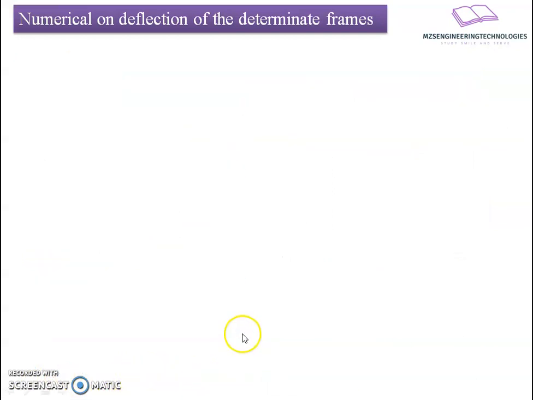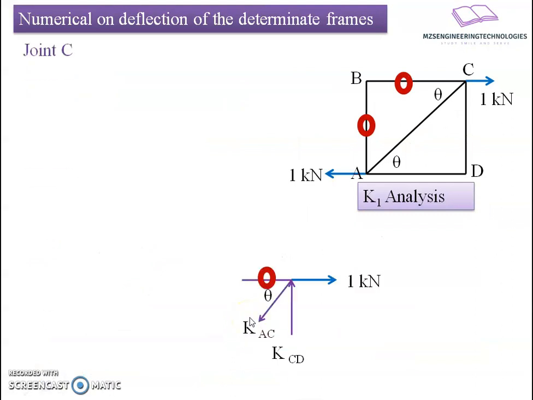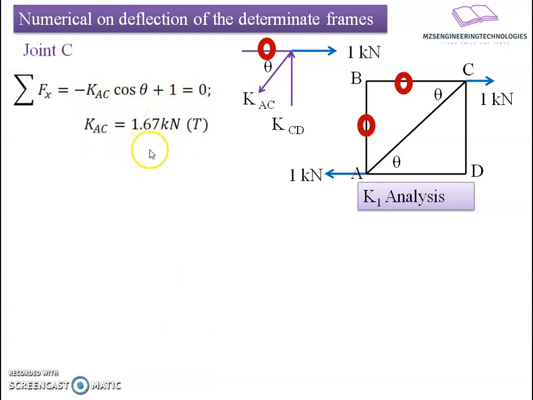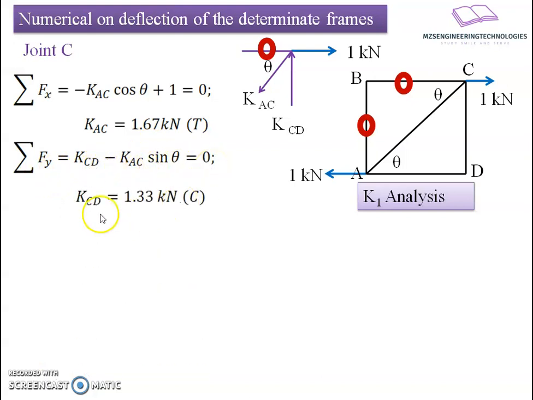Now I will move to the next joint, joint C. At joint C I have three forces. 1 kilonewton, KAC I am considering as tensile in nature, and KCD I am considering as compressive in nature. If I apply summation of forces in the x direction, it yields minus KAC cos theta plus 1, resulting in KAC equals 16.67 kilonewton. The summation of Fy equals KCD minus KAC sine theta equals 0, resulting in KCD equals 1.33 kilonewton. With this, all member forces related to joint C have been found.